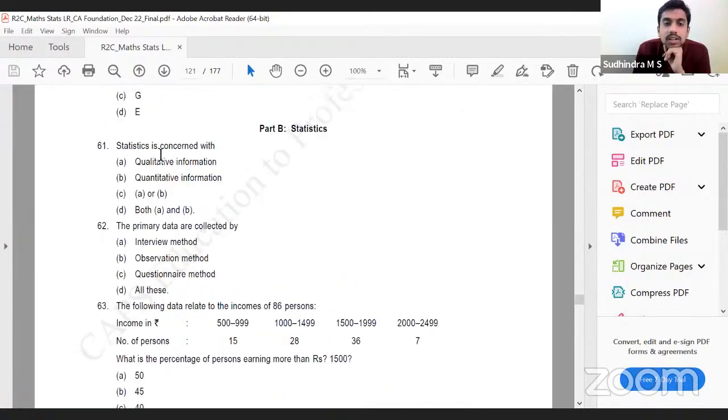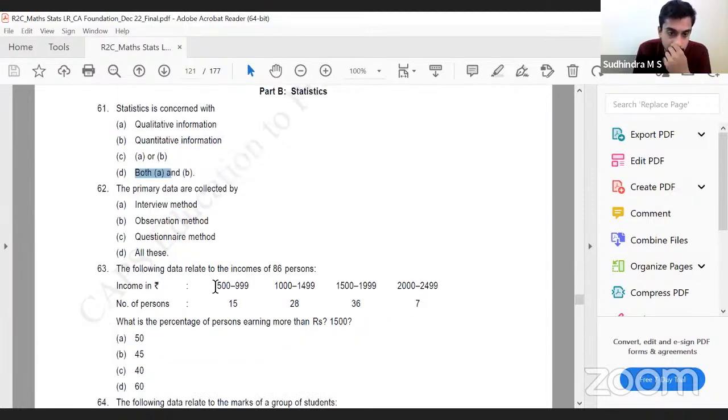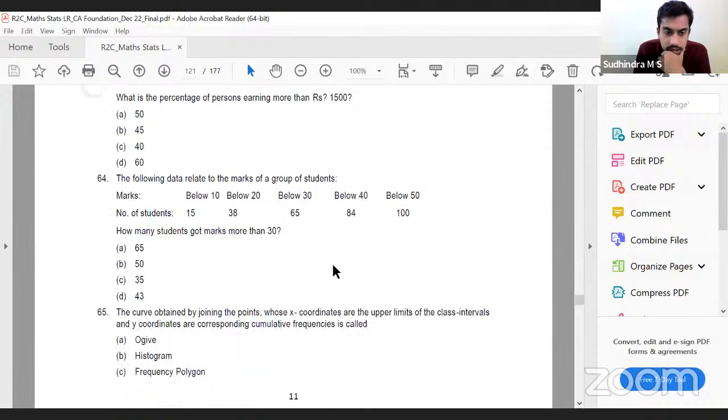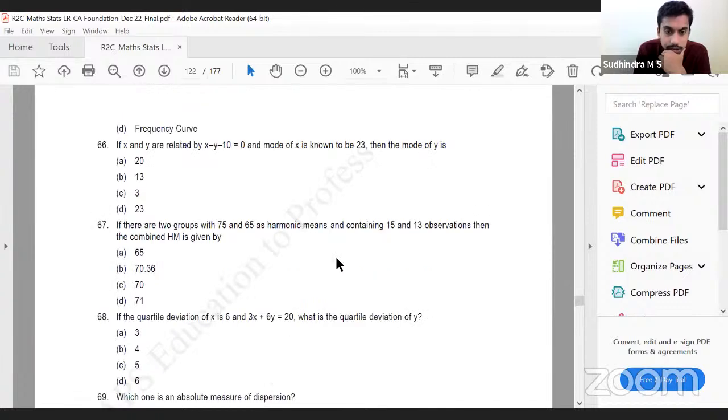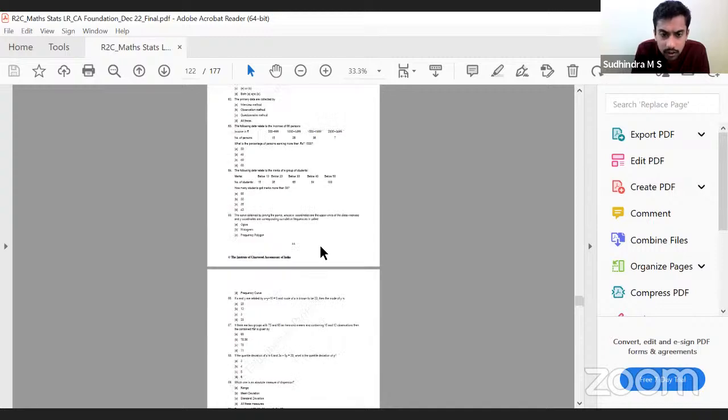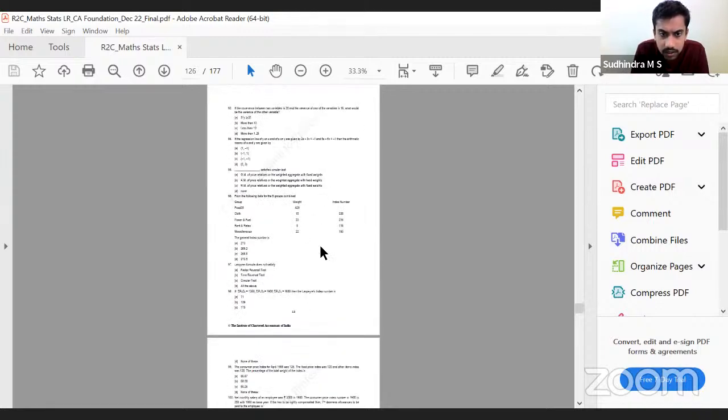Again, repetition. Statistics is concerned with both A and B. Primary data are collected by all the three. I think it's a repetition completely. Yeah, it's a repetition. Fine. We'll look into the next set only.